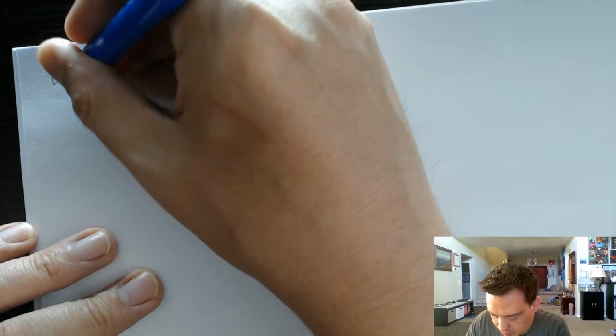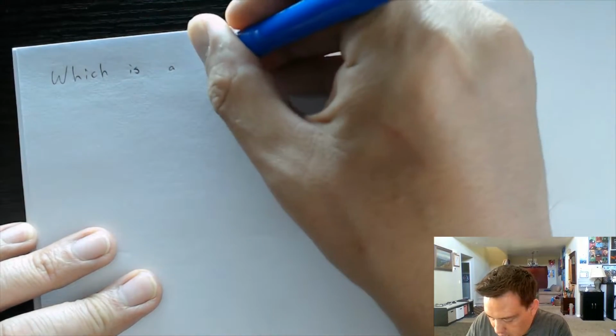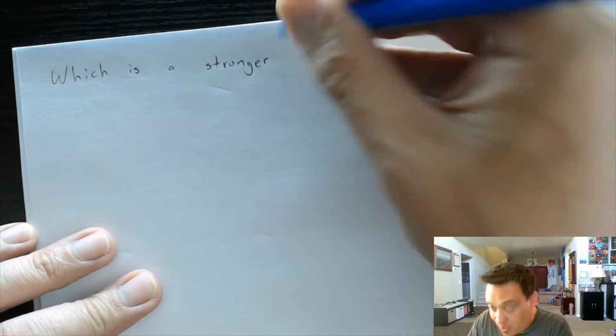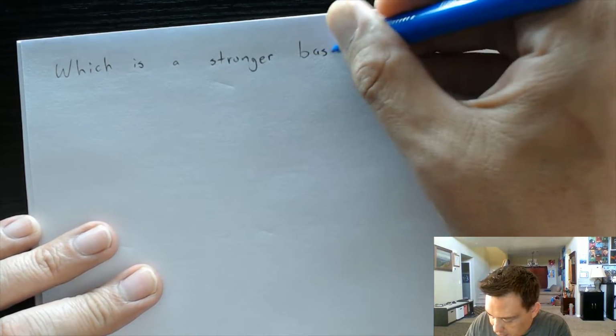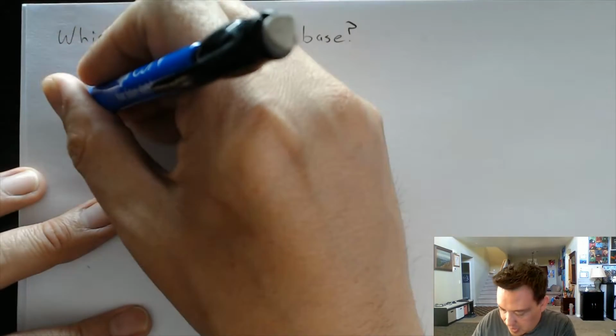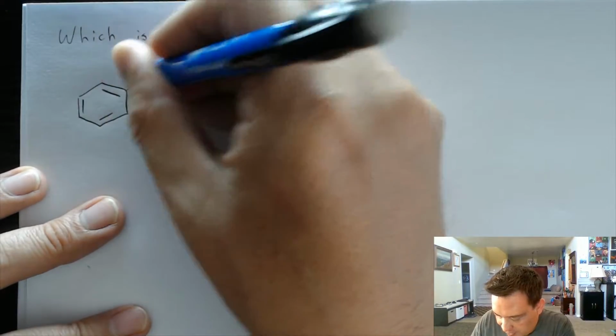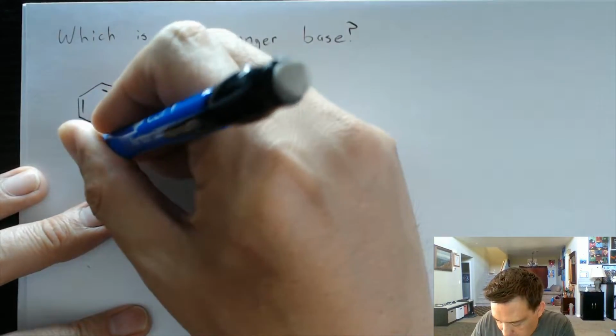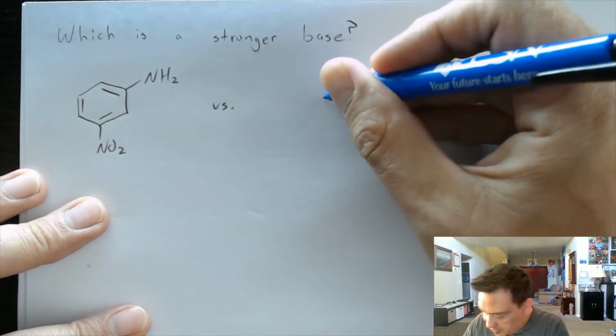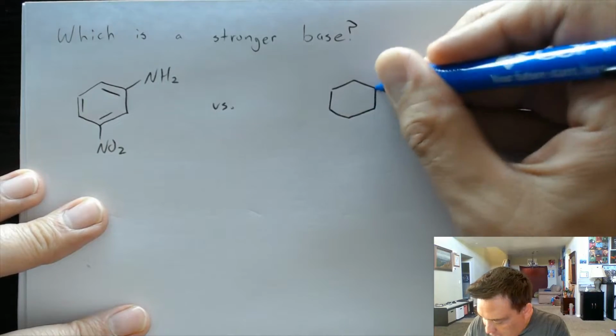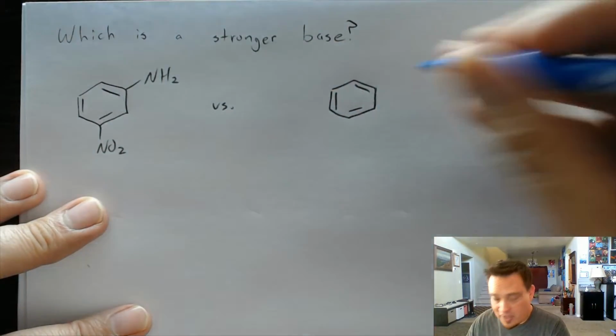So I have a question I'm going to leave you guys with that I want you guys to answer on your own as homework. You guys love doing homework, right? So the question here is, which is a stronger base? And to answer this question, you're going to have to draw resonance. So you can have some good resonance practice. So we can have this compound versus this one. So all I'm doing here is they're the same compound. All I'm doing is I'm moving the nitro group.